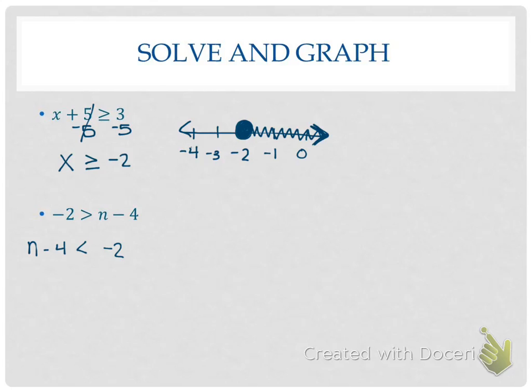So now what would I do to get n by itself? Add 4. Add 4 to both sides. Very good.